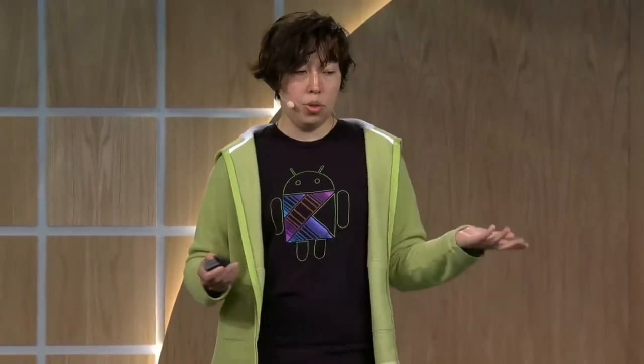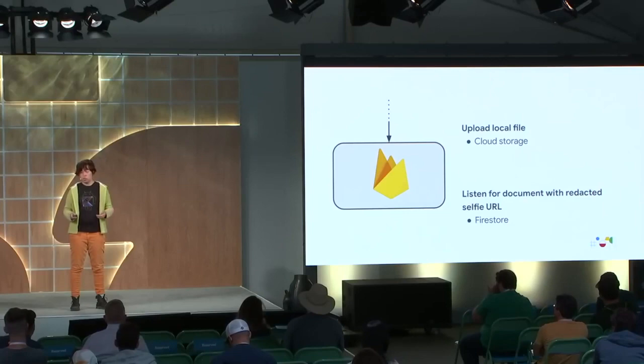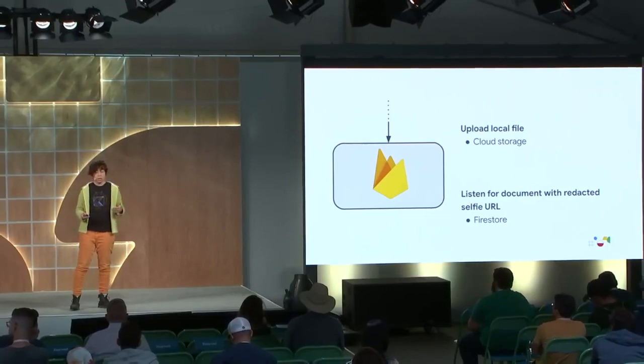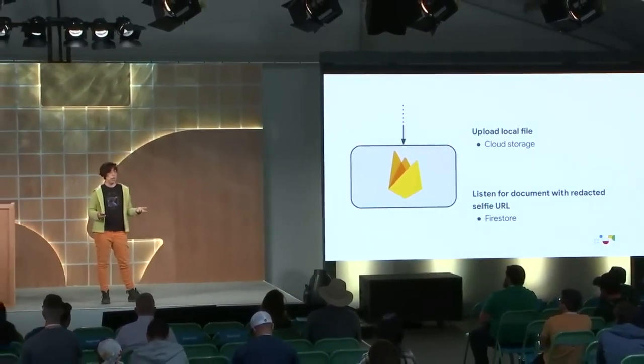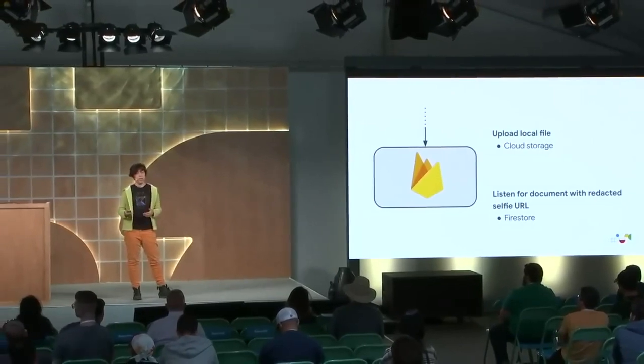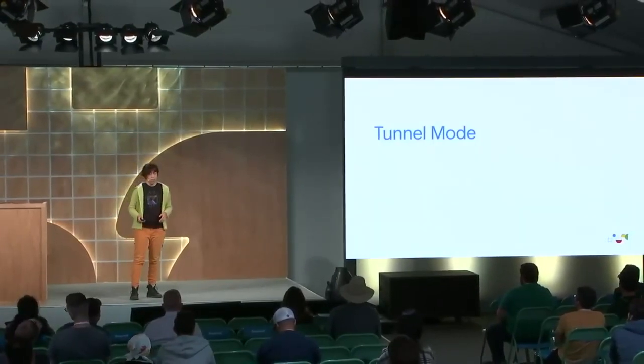OK, so let's zoom into that Firebase data source and talk about how to implement it. It needs to do two things. It needs to upload the file, and we're going to use cloud storage as discussed. And then it also needs to make a Firebase listener that gets the redacted selfie URL. Let's go ahead and dive into the upload first.